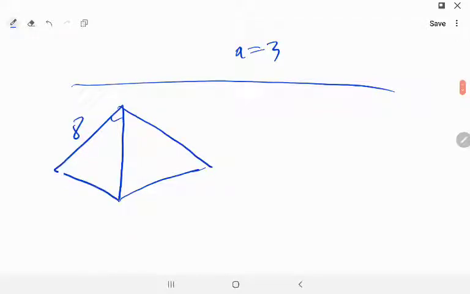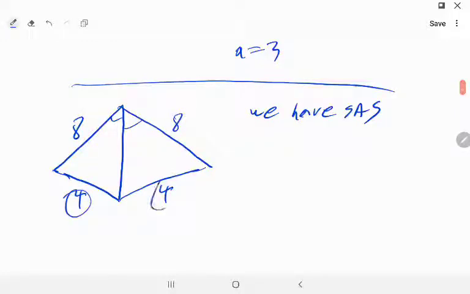All we need, if we happen to know that these are both 8 and these two angles match, we know that we've got side angle side. And so the two triangles have to be congruent. So if we knew that one side was 4, the other side would have to be 4. So that's one we can do with congruent triangles. We're not going to get many of those.